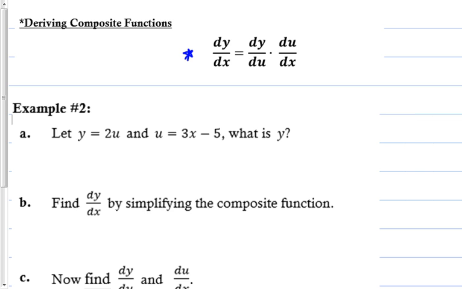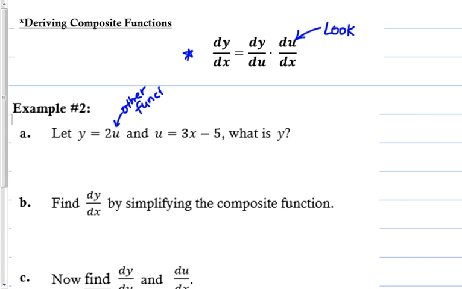It's dy dx is going to equal dy du times du dx. So we're going to use a new variable per se, okay? But it's actually just a means to an end. So example 2, I tried to break this up as much as I possibly could. Let y equal 2 times u. Okay, so u is my other function. I've already made y a composite function because it's being made with u already in it.